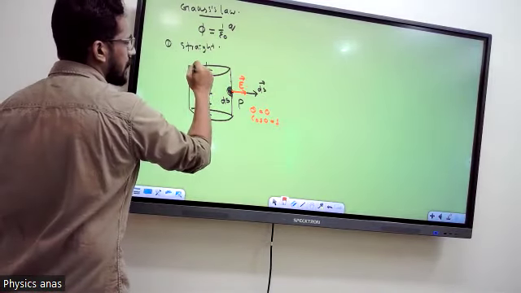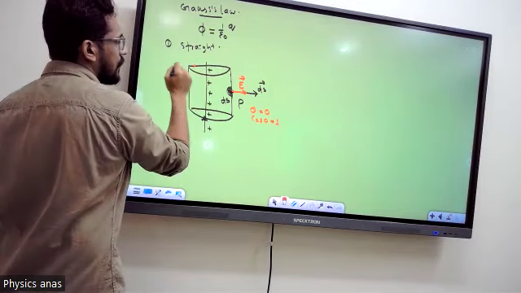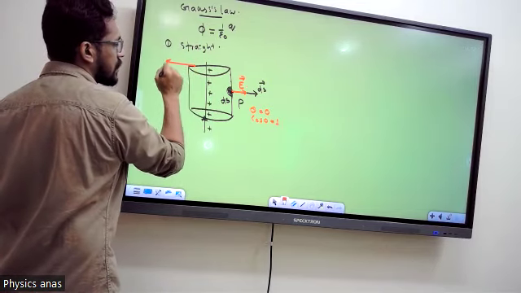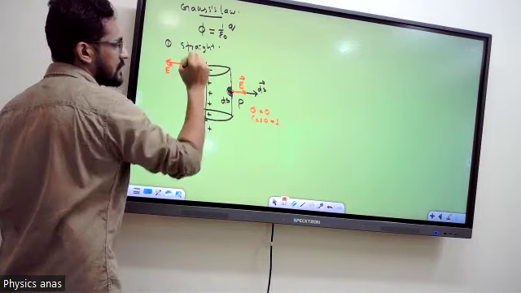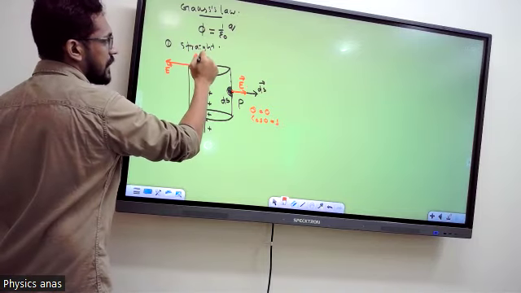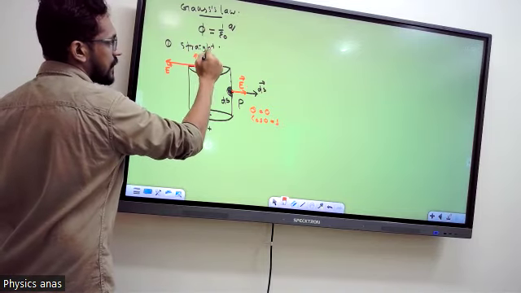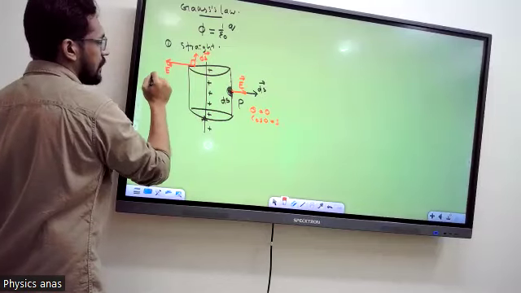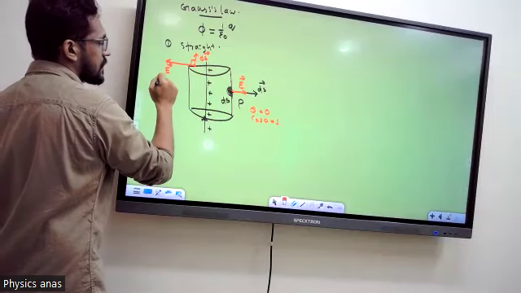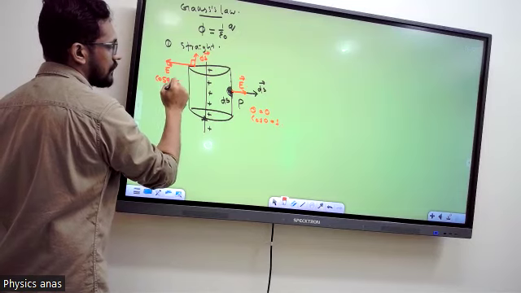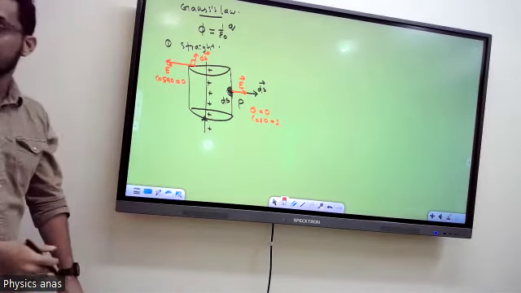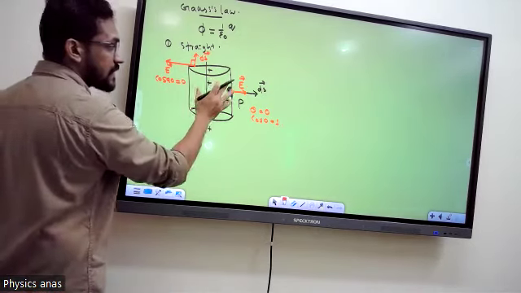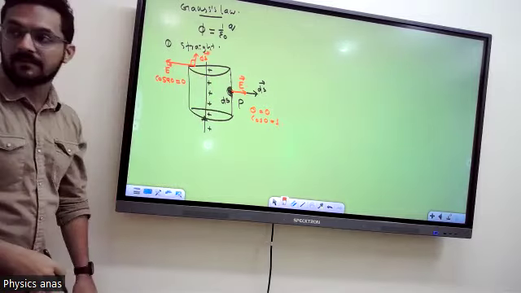But if you are taking a point on the flat face, the electric field will be in this direction, and this is the direction of the area vector, and the angle is 90 degrees. Cos 90 is 0. So there will not be any flux through the faces. There will be flux passing only through the curved surface area.